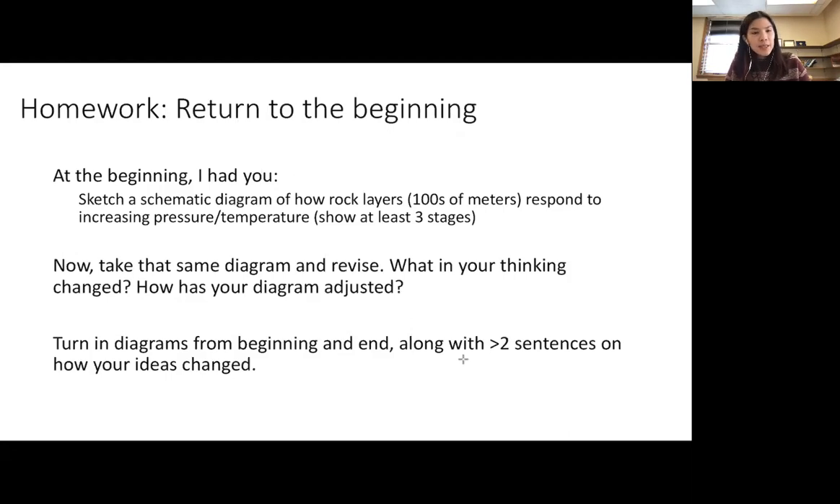For your homework, I'd just like you to turn in your diagrams from the beginning and the end, and then add about 2 sentences, a little bit more on how your ideas have changed.